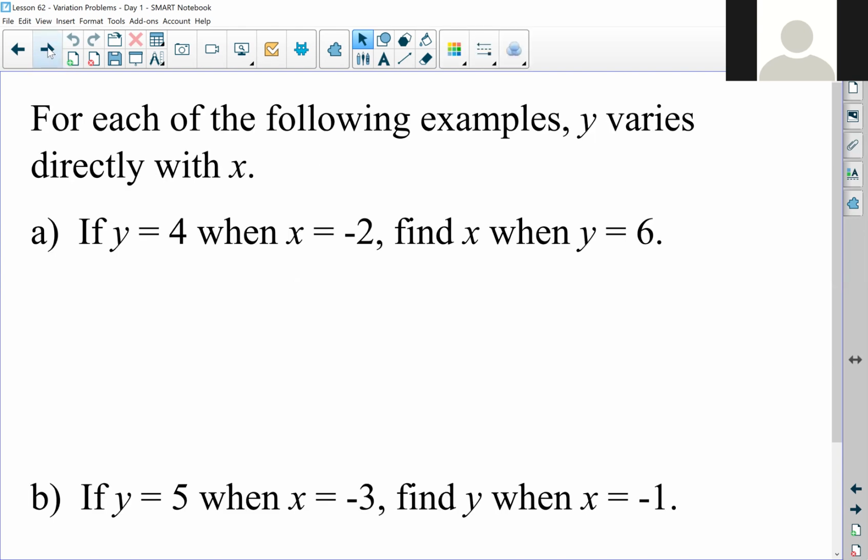And problems might look something like this. For each of the following examples, y varies directly with x. So if y equals 4 when x equals -2, find x when y equals 6. And for direct variation, there are a couple of different ways you could solve these. So we know the formula.